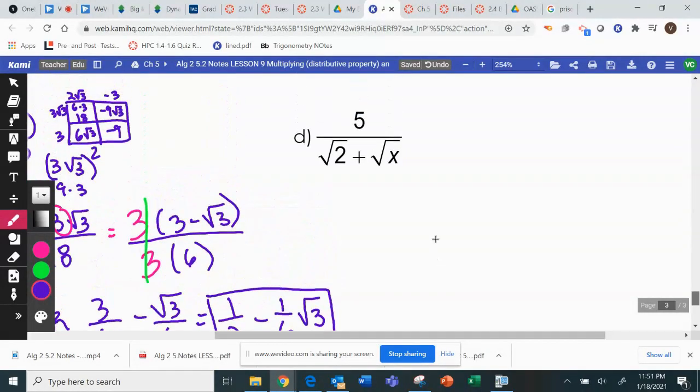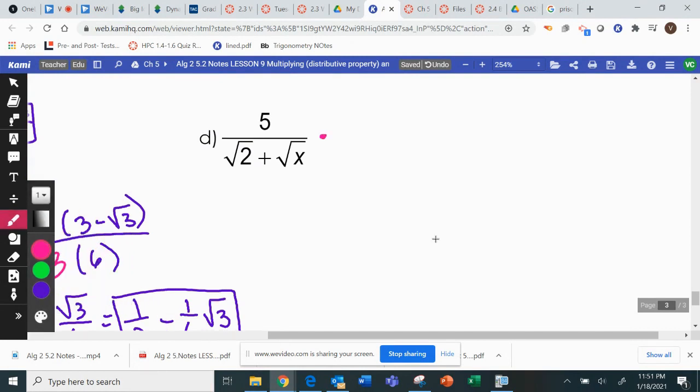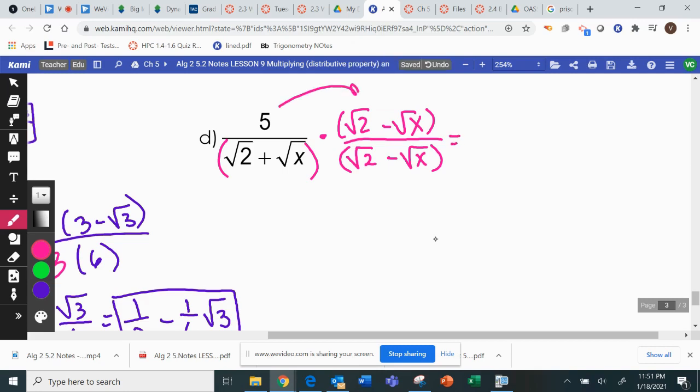So our last example. Okay. So we're going to multiply by the conjugate of the denominator, which is going to be square root 2 minus square root x. Got to put that in parentheses. So on top, I will distribute 5 square root 2 minus 5 square root x. In the denominator, I can use my shortcut, which says difference of squares. So we'll square the square root 2, which is 2. And then we'll do minus, and we'll square the square root of x, which is x.